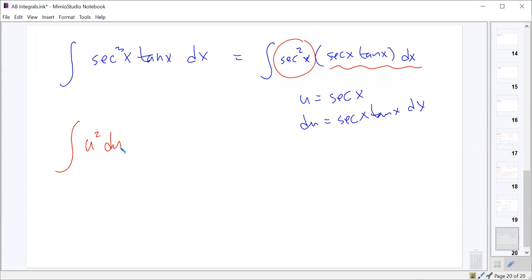Oh, that makes more sense. Yeah, okay. Thank you. Yep, so you get u cubed over 3 plus your constant, or secant cubed x over 3.